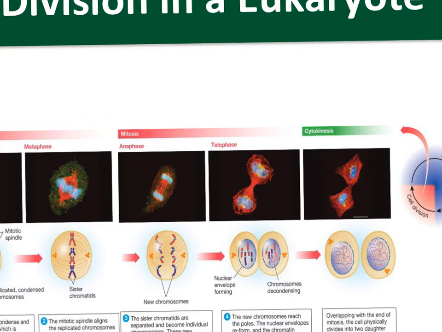Reproduction, sexual reproduction, only involves gametes. So mitosis does not involve reproduction. Meiosis involves reproduction. And we're going to get to meiosis now. I want to make that clear.